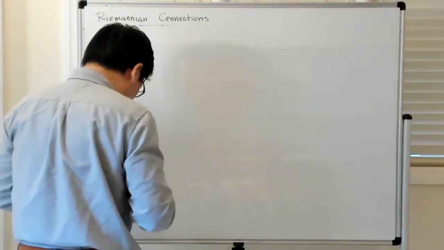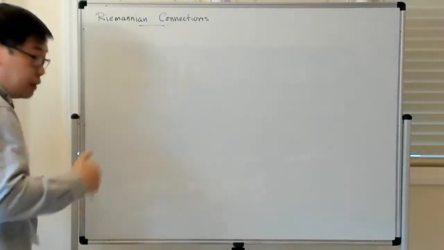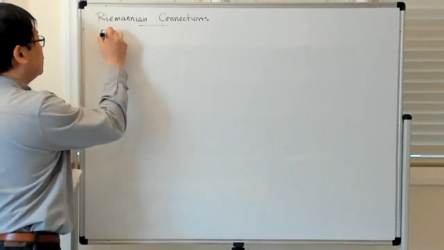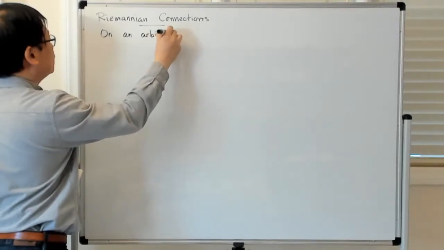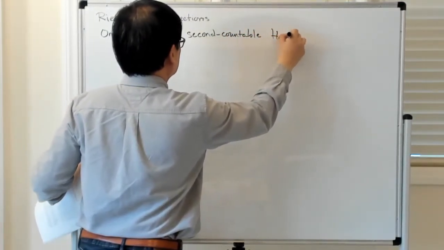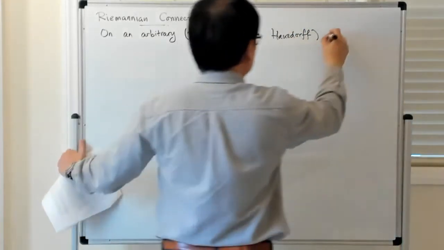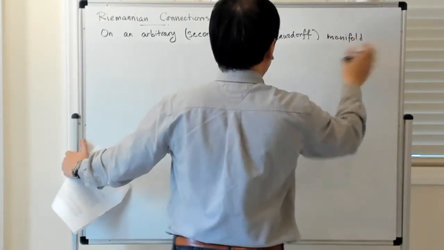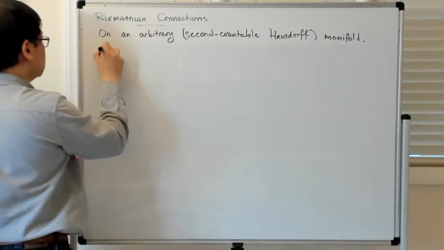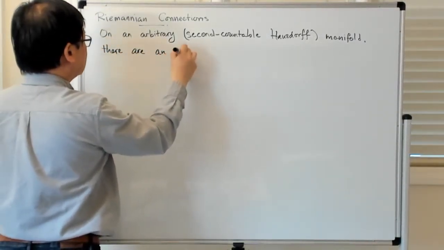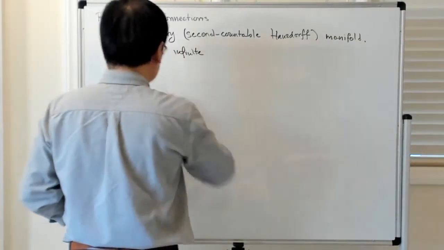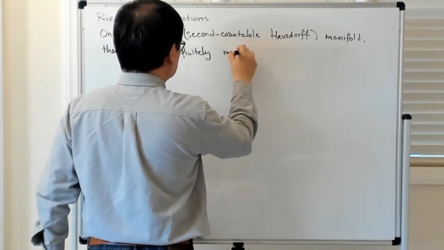And just as a reminder, on an arbitrary second countable Hausdorff manifold, which I should remark was included in the definition of what we consider to be a manifold, there are infinitely many affine connections.